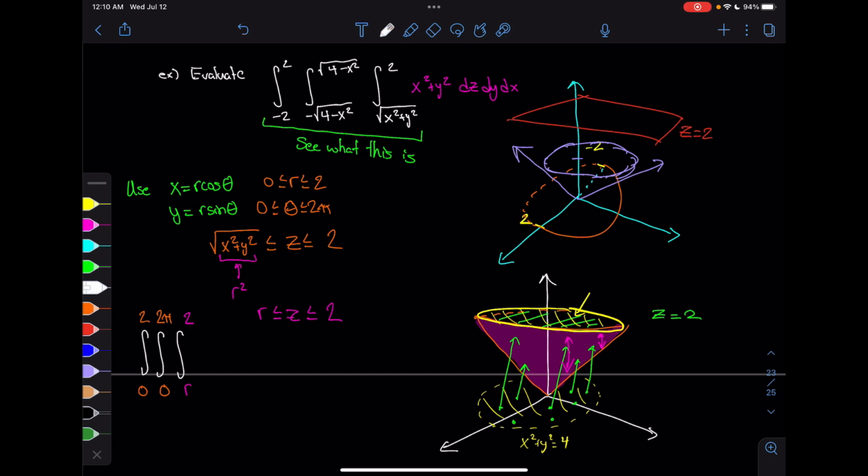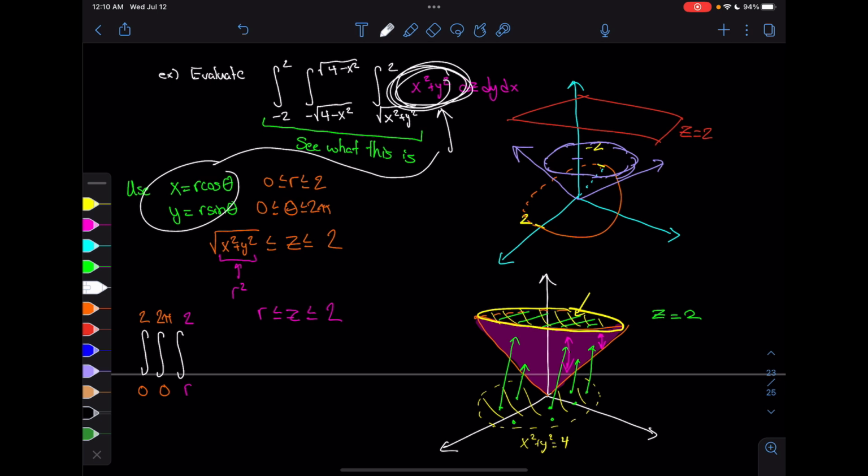Now the function we're integrating is x squared plus y squared, but when we plug in our parameterization, we get r squared cosine squared theta plus r squared sine squared theta, which factors out. We can factor out an r squared. We get cosine squared theta plus sine squared theta, and this is equal to just 1. So really, we just have an r squared here for our function.